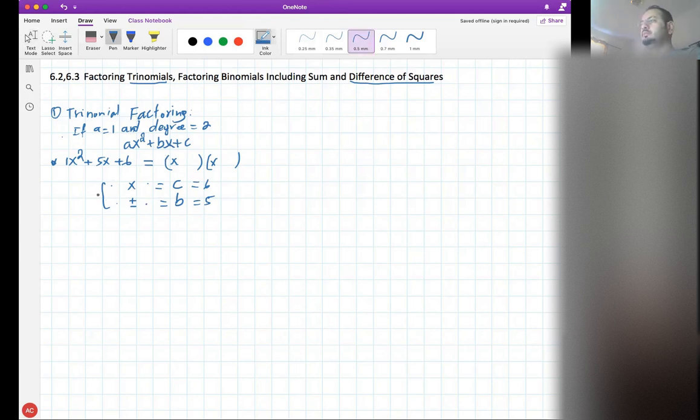2 and 3. That's right, 2 and 3. So 2 times 3 is 6. And if we add them, we combine them, so it's positive 2 and positive 3. If we add them, we get 5, or b. So these are the numbers we're looking for. So all we need to do is put these numbers here. So the numbers are positive 2 and positive 3.